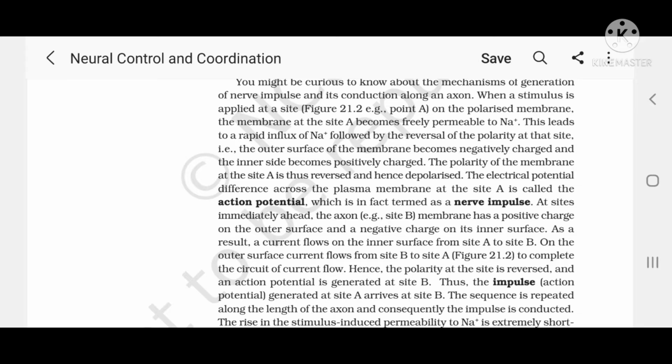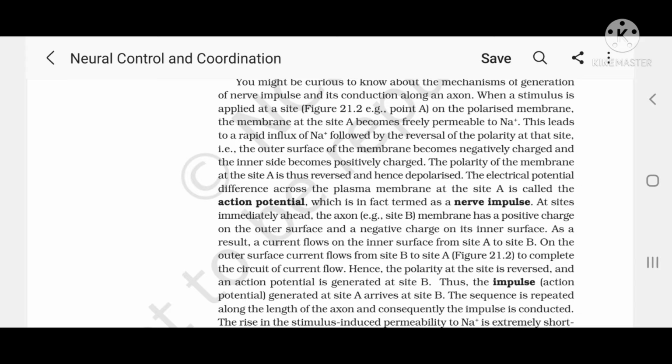As a result, a current flows on the inner surface from site A to site B. On the outer surface, current flows from the site B to site A to complete the circuit of current flow. Hence, the polarity at the site is reversed and an action potential is generated at site B. Thus, the impulse (action potential) generated at site A arrives at site B. The sequence is repeated along the length of the axon and consequently the impulse is conducted.